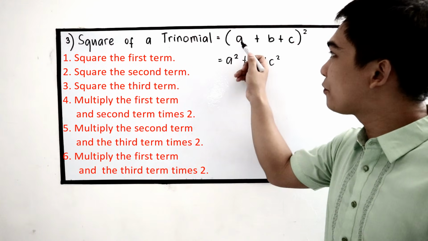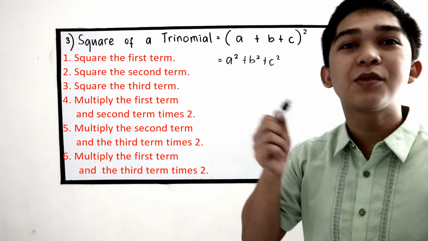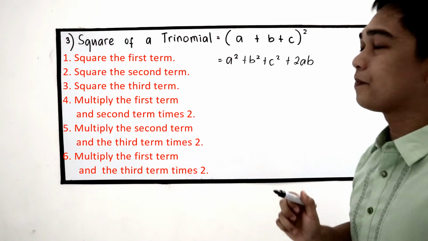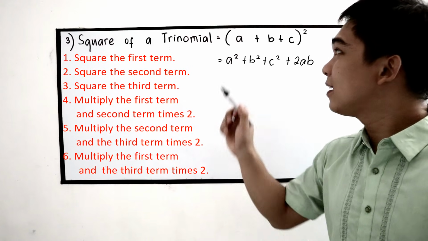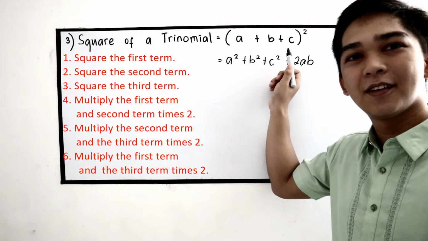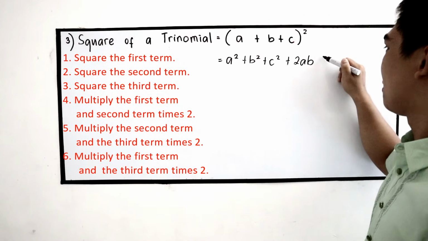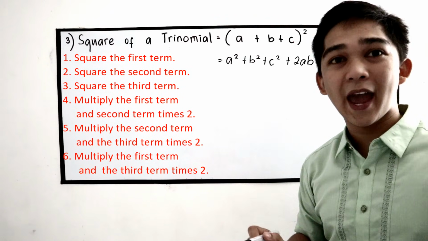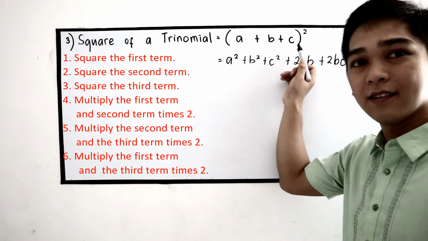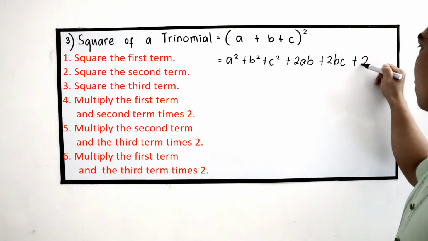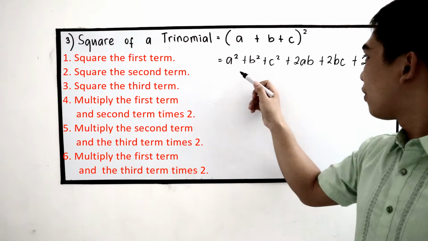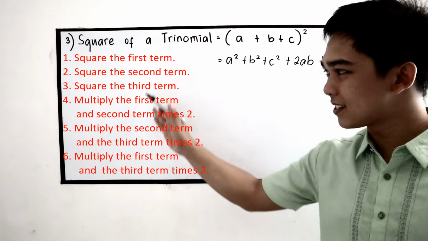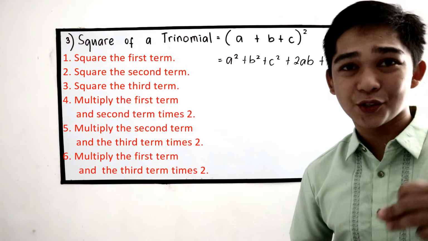Fourth, multiply the first and the second term times 2. So AB times 2 will give you 2AB. Next, multiply the second term and the third term. That is BC times 2, plus 2BC. And last, multiply the first term and the third term. AC times 2, 2AC. Notice that we have 6 terms, so we need to have 6 steps. Okay? Now let us try.